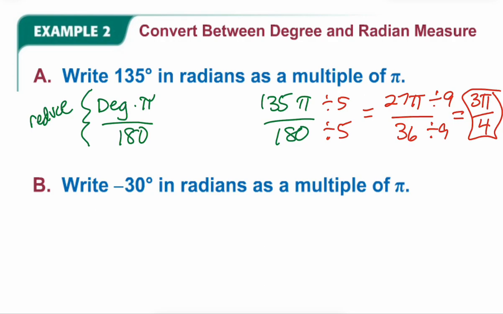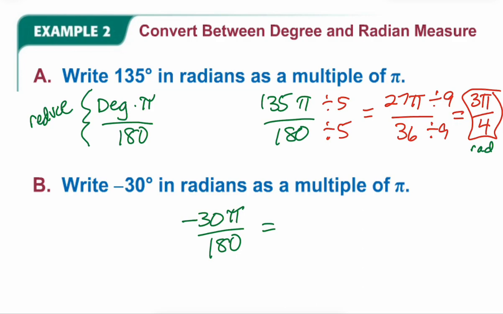Now, for the first time, we're going to have degrees that may have a negative with it. That's going to be a directional thing, and I will explain what that negative means. For now, just leave a negative on there. Let's do it again. So we're going to write down our degrees, tack on a pi, put it over 180. And that's going to give us our radians.